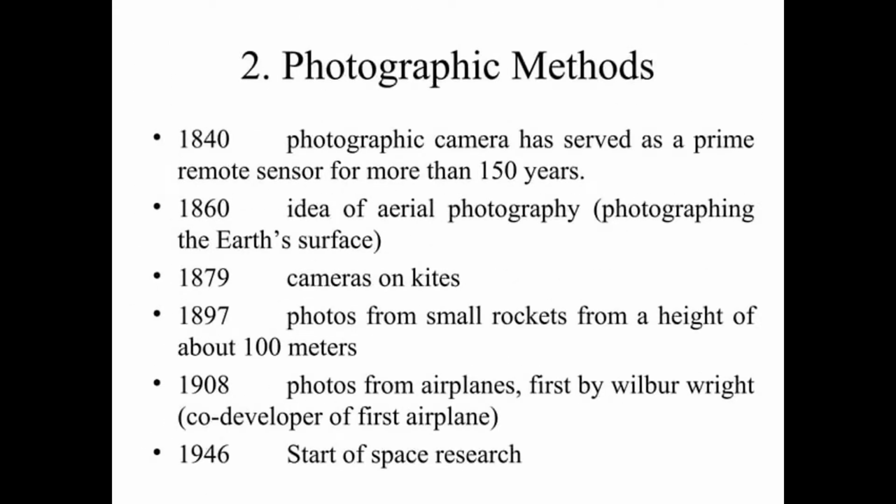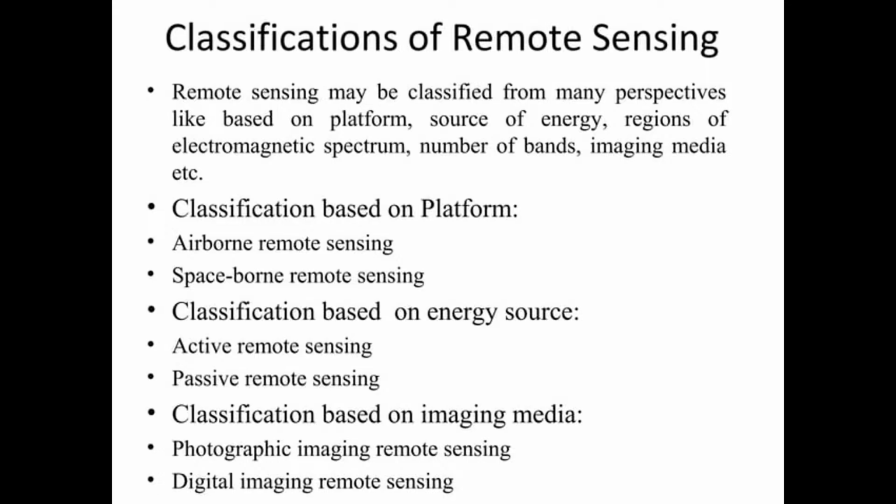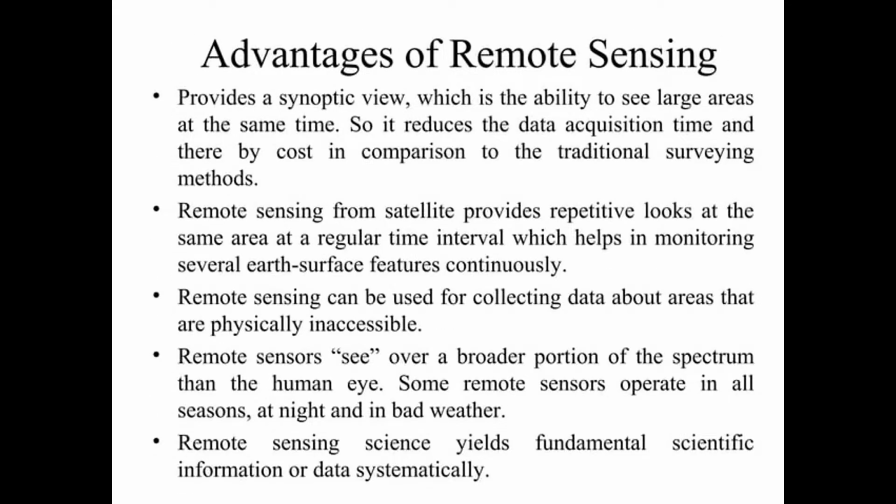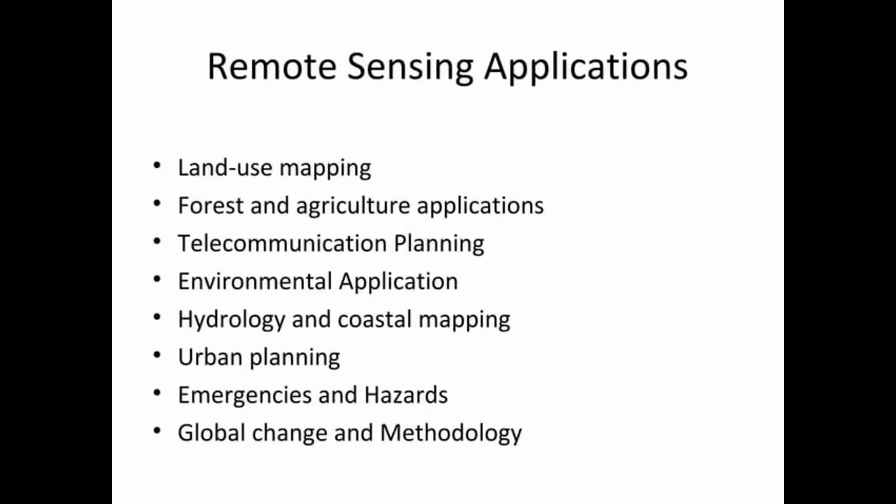So I will also send you this material, you can read a lot of information there. Basically we can classify remote sensing based on platform: airborne remote sensing and spaceborne remote sensing; also active remote sensing and passive remote sensing. So these are the different types of remote sensing based on the platform, based on the energy source, and based on the imaging media. And there are a lot of advantages of using remote sensing.